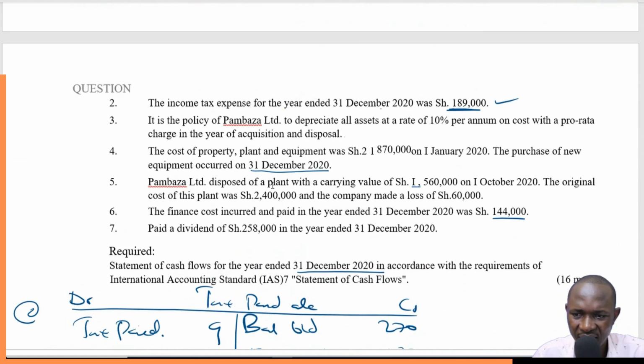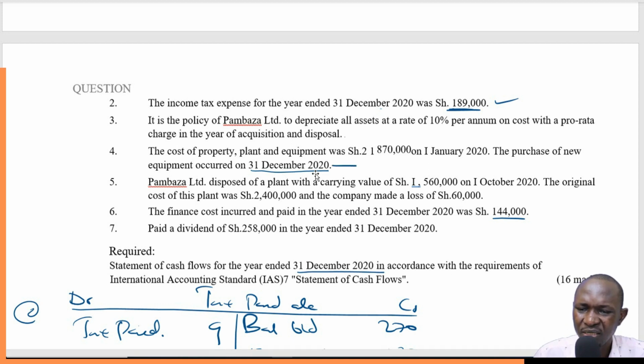We started with it that year. So it is the policy of Pambaza Limited to depreciate all assets at the rate of 10% per annum on cost with the pro rata charge in the year of acquisition and disposal. The cost of property, plant and equipment was 21,870 on 1st January. The purchase of new equipment occurred on 31st December 2020.